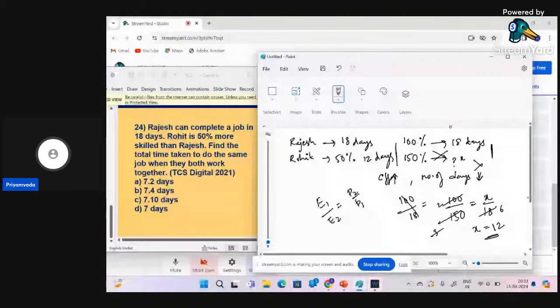Now we have to find out the number of days that both Rajesh and Rohit together take. We have 18 and 12. That is 18 into 12 by 18 plus 12. That gives the X value directly as 7.2. Right? So the number of days that both of them together take is 7.2 days.